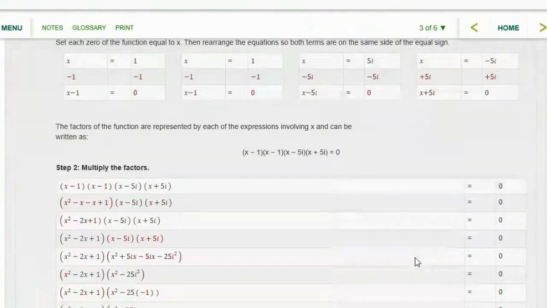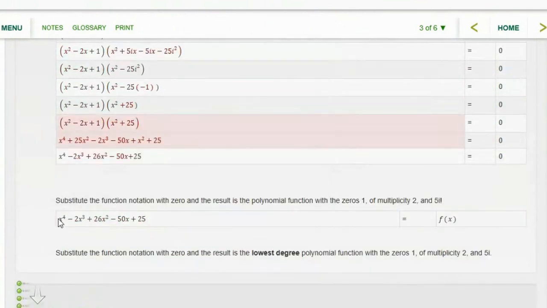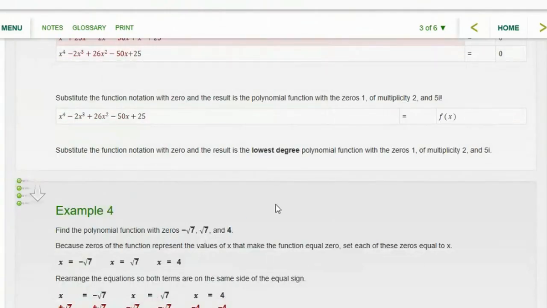Okay, so they end up doing all the same thing, multiply the factors. There's all the steps of them multiplying all these factors together to get x to the fourth minus 2x to the third plus 26x squared minus 50x plus 25. That's the exam answer we have on our notes right there. Okay, there you go. The zero is 1 with a multiplicity of 2.